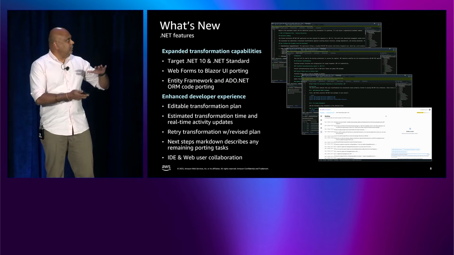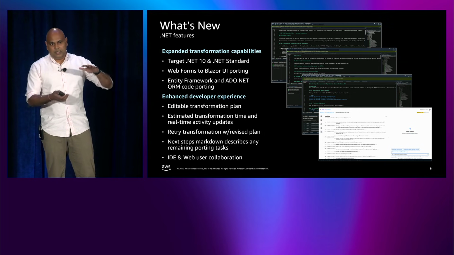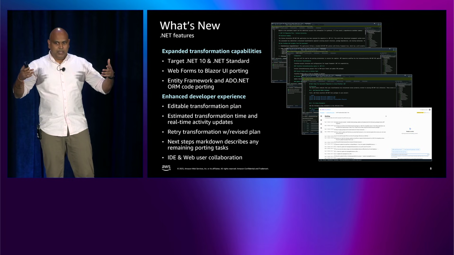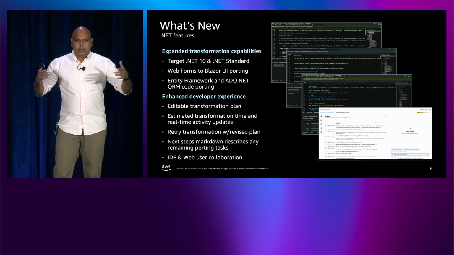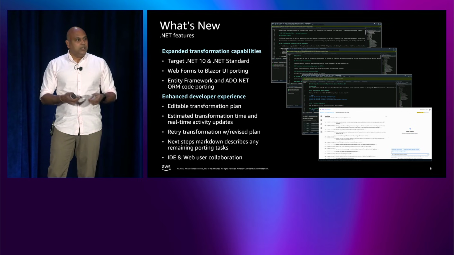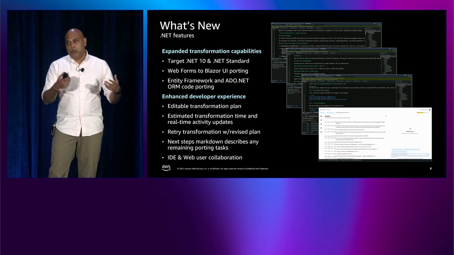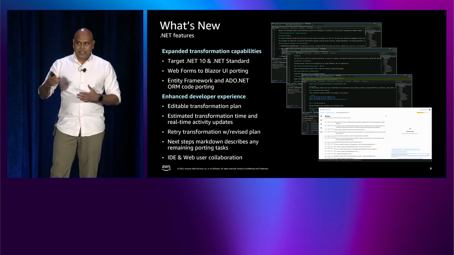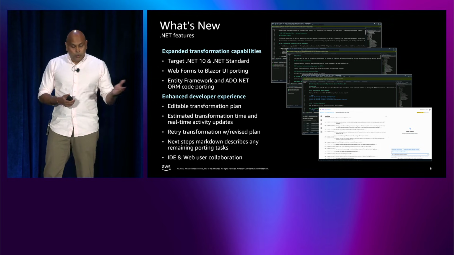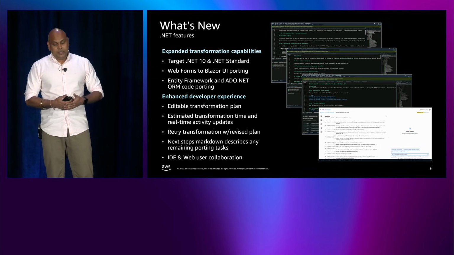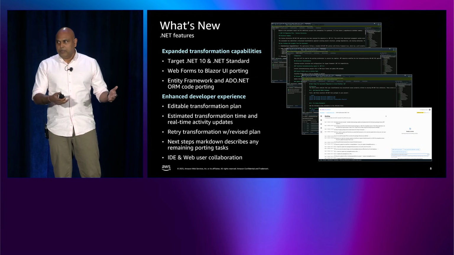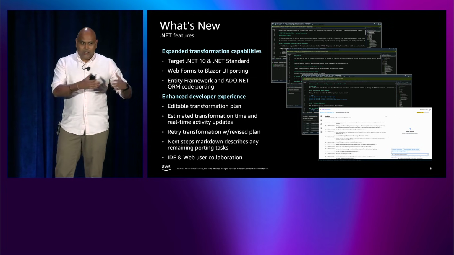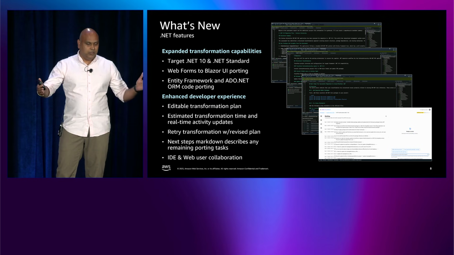And more importantly, if you think of your .NET Framework applications as a 3-layered cake, what we did at GA was transform the middle layer, the business logic, but customers couldn't get their UI ported. Most of the framework applications were written in Web Forms, and there was no straightforward way to transform them. So what we have done now is enable the same agentic workflow for transforming your Web Forms to Blazor. This allows customers to transform a lot of these legacy applications in one go, right?